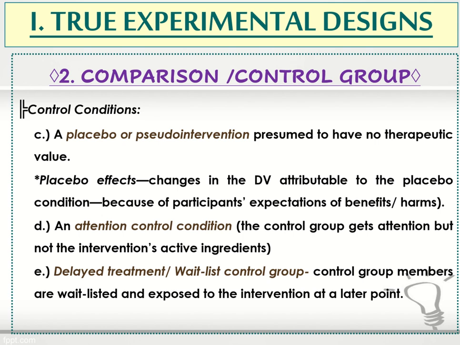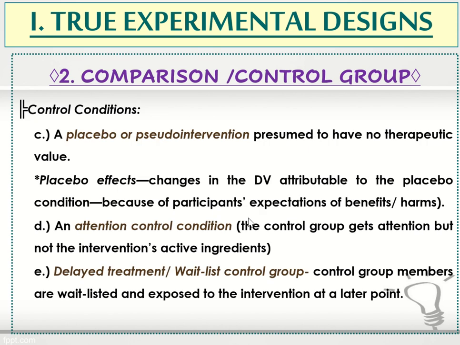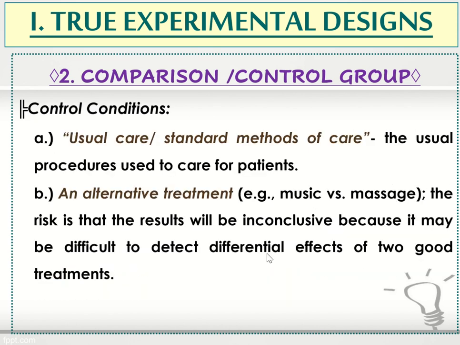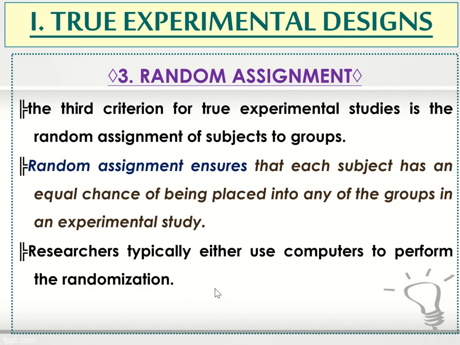So yun yung mga pwedeng gamitin for our control group. Kasi nga, hindi natin binibigay yung experimental intervention sa kanila. So you can choose among here kung ano yung pwedeng i-administer sa kanila. Usual care ba yan, alternative treatment, placebo, attention control condition, or delayed treatment?